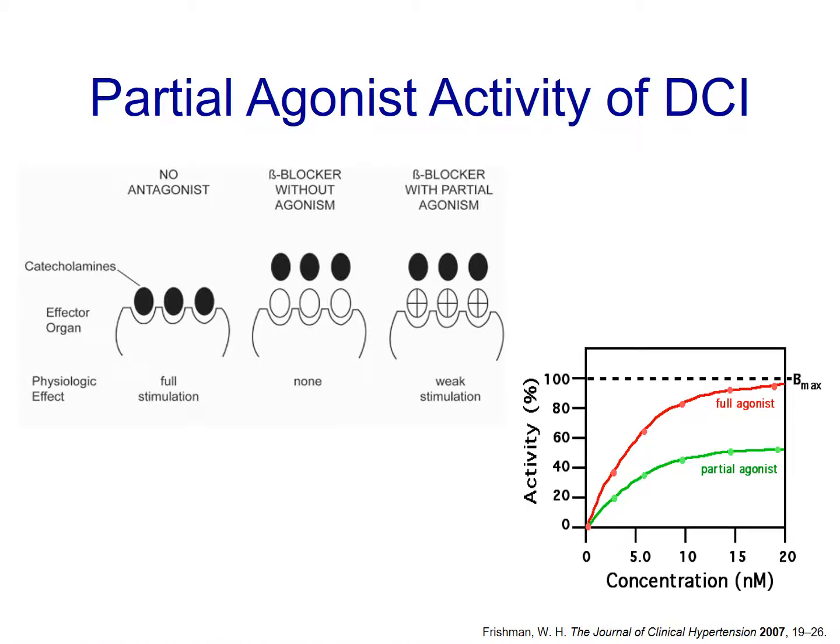Unlike a full agonist, which is able to elicit a complete response like the endogenous ligand, a partial agonist induces a submaximal response when bound to the receptor. In the case of beta blockers, this submaximal response is referred to as intrinsic sympathomimetic activity, indicating the production of some background sympathetic response when bound to the beta receptor.